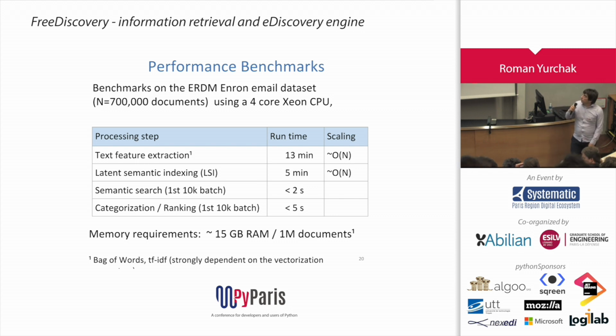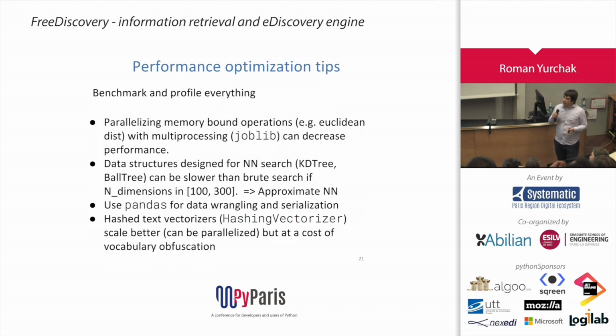So just a few tips for optimizing processing pipelines such as this one. First thing, obviously, is that we need to benchmark and profile everything, because the intuition of what needs to be optimized is not necessarily correct. For instance, we have the intuition that if we have an algorithm and we run it in parallel, it's always going to be faster. Well, in a number of cases, that's not the case. For instance, if we do memory-bound computations, such as Euclidean distances, and then apply multiprocessing with joblib to it, it's actually going to decrease performance.